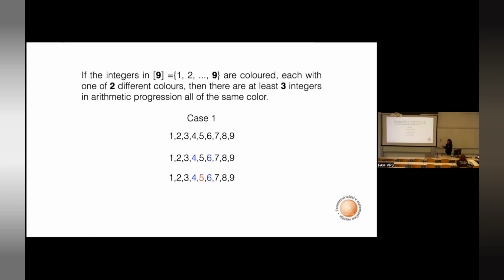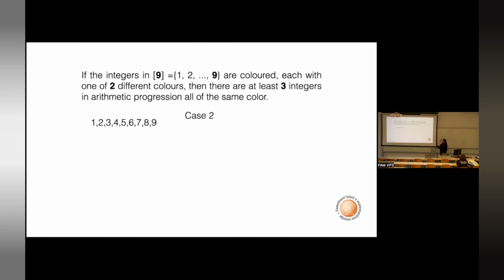Then what is next? Well, I don't want to have 4, 6, 8 or 2, 4, 6. So I color 2 and 8 with red, but then I already have the arithmetic progression. So if I start with 4 and 6 the same color, I cannot avoid this arithmetic progression. So let's find the other case.